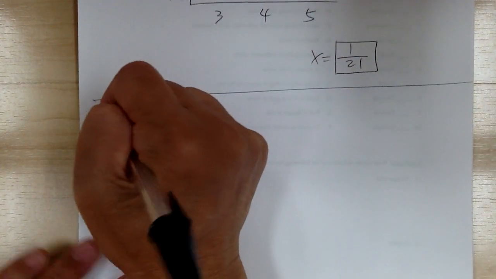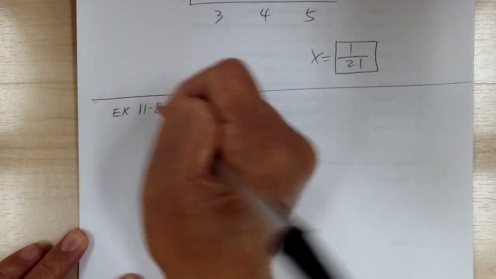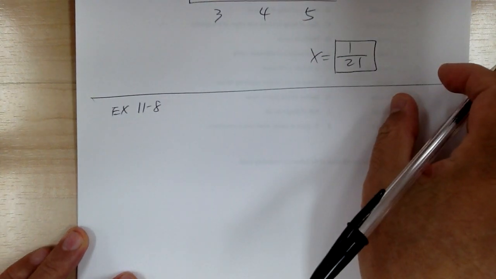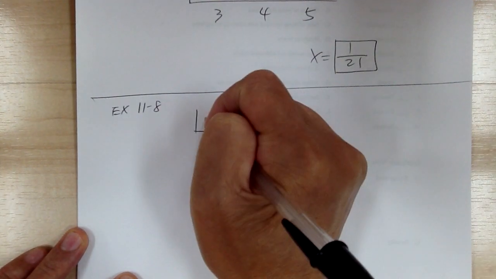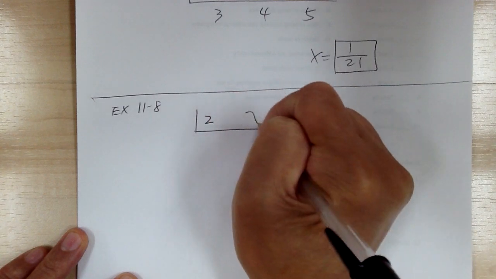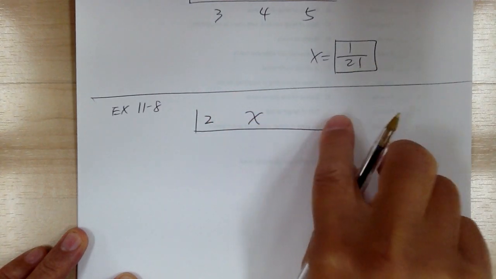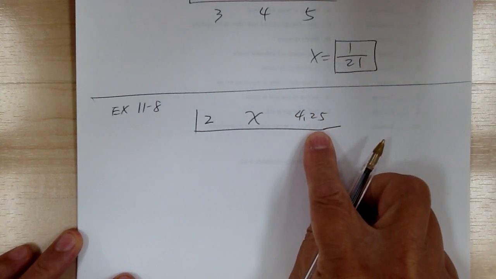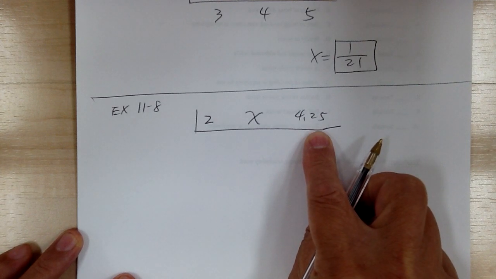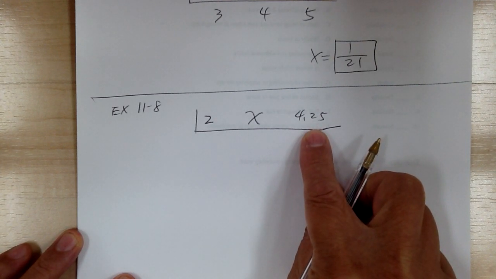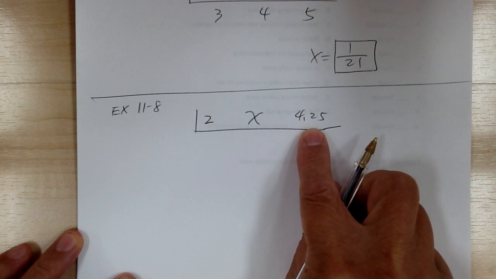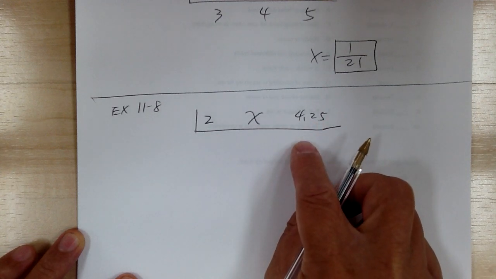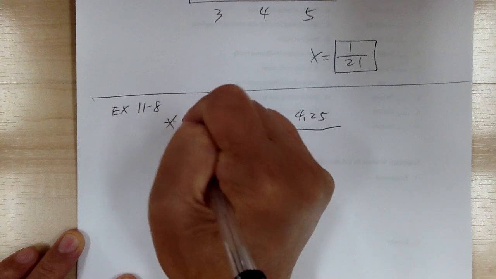Okay, let's go to example 11-8. If the hypotenuse of a right triangle is 4.25 and one of the legs is 2, what's the length of the other leg? So you have one leg is 2, and you're looking for the other leg, and the hypotenuse. Make sure you always put the hypotenuse on the end, 4.25. Notice you got a decimal. To get rid of the decimal, in this case, you want to multiply by 4. Or you can make it into a fraction, either way. So if you multiply by 4, this becomes 8.